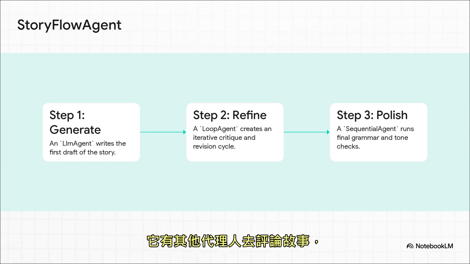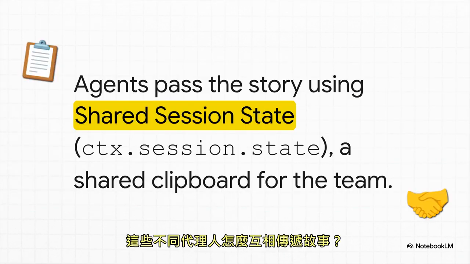It has other agents critique the story and revise it over and over until it hits a certain quality bar. Finally, a sequential agent takes over for the final polish, running things like grammar checks and tone analysis. It's a beautiful multi-agent pipeline. But wait, how are all these different agents passing the story back and forth?